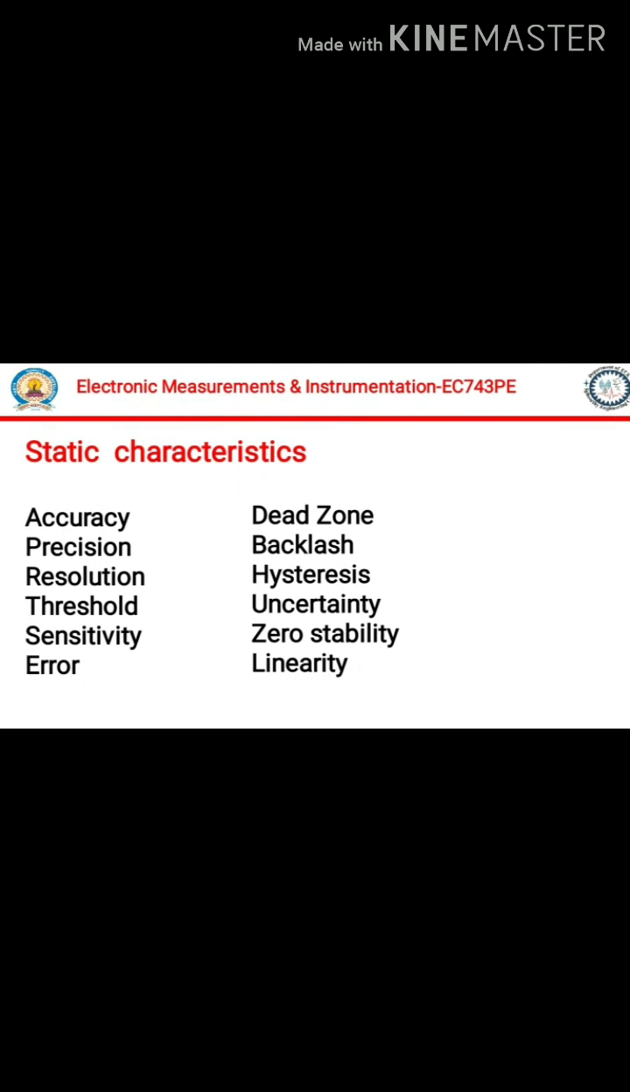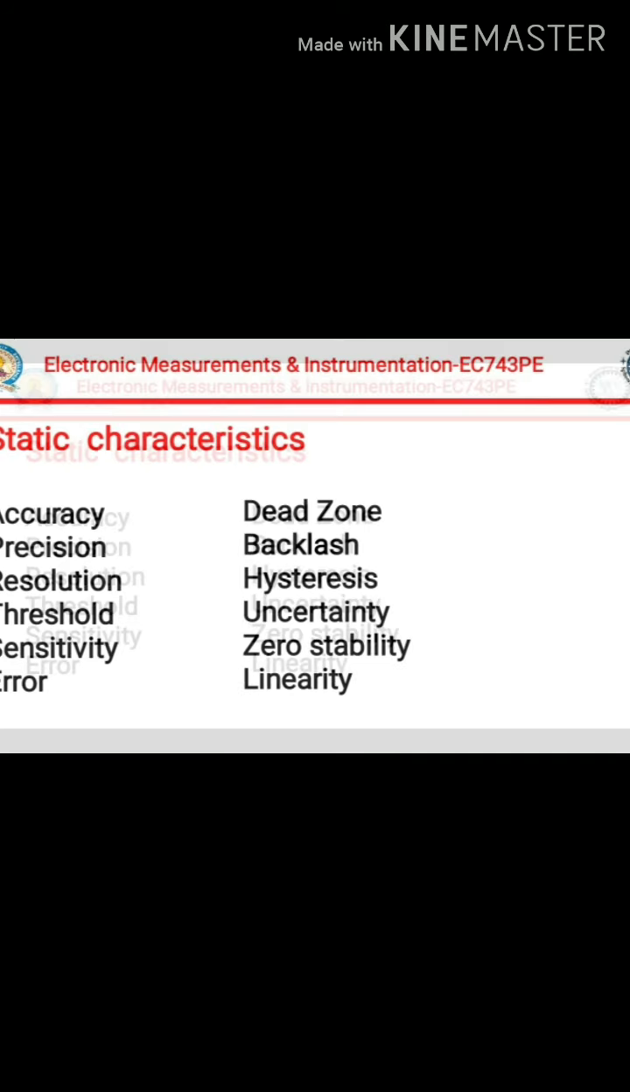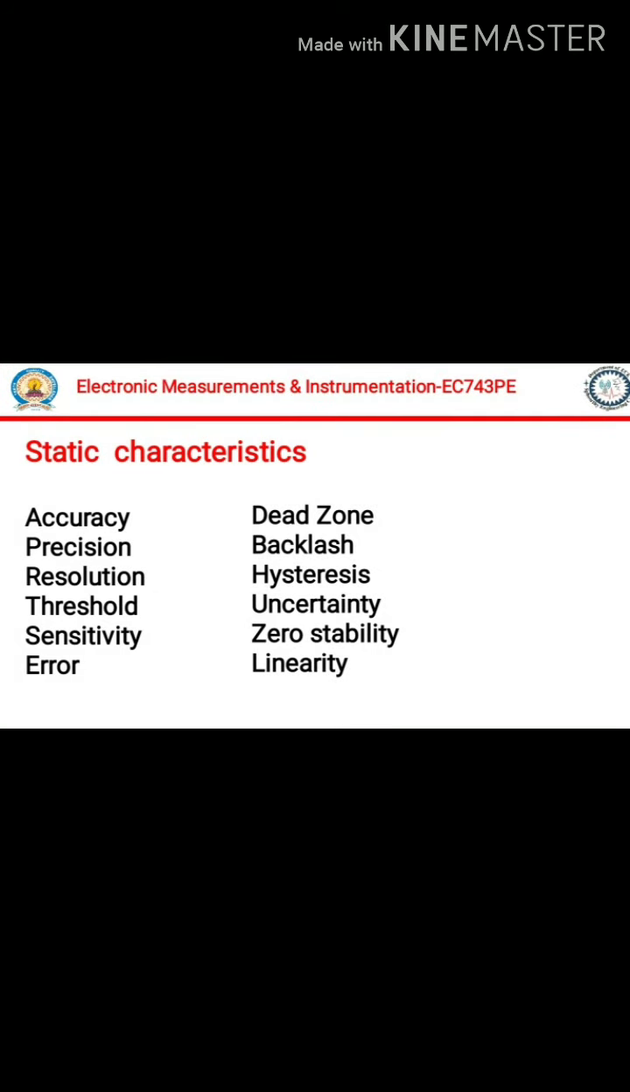of time. The most important static performance characteristics are accuracy, precision, resolution, threshold, sensitivity, static error, dead zone, backlash, hysteresis, uncertainty, zero stability, linearity. Now we'll discuss these in detail, and this is one of the important expected questions from unit 1. Let's try to discuss these static performance characteristics.